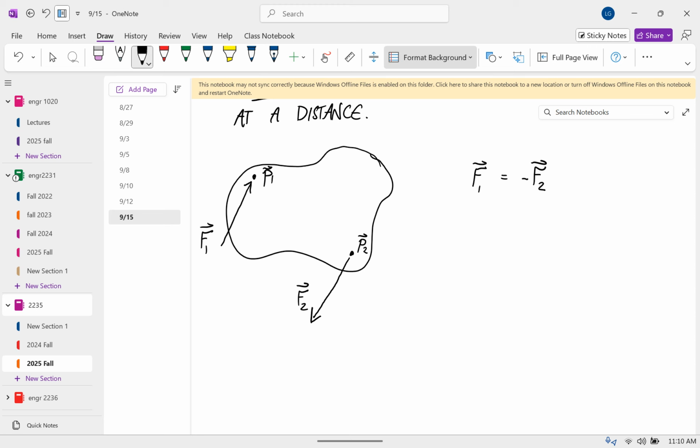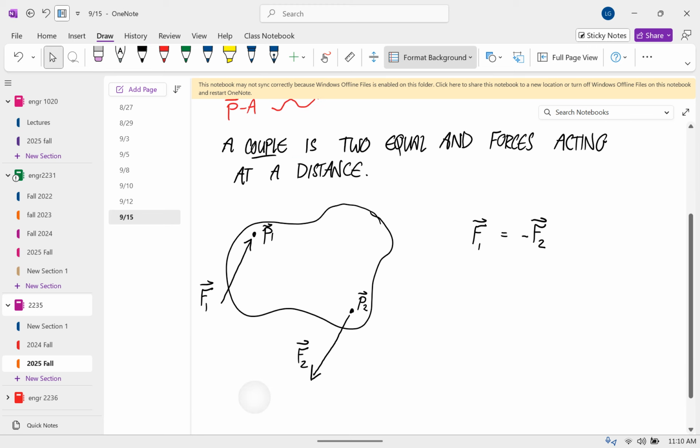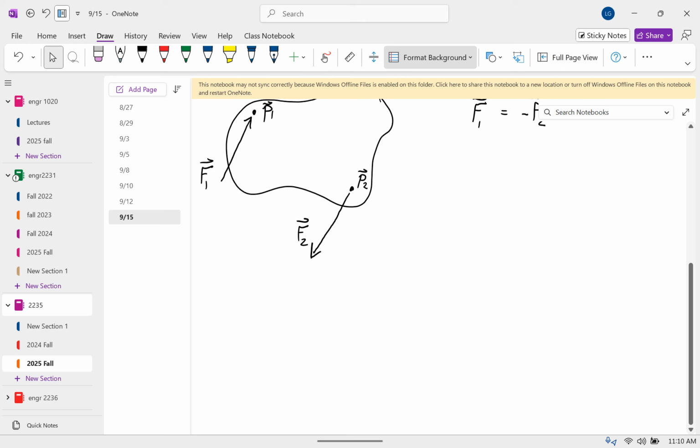And so, for a couple, do the forces have to be equal and opposite? Yep. So that's the definition of a couple. Keep that in mind. That'll be on a quiz.